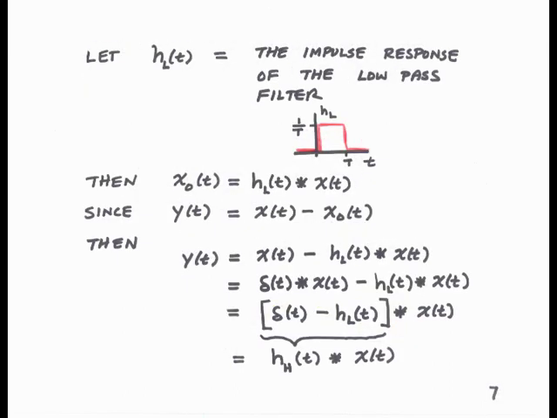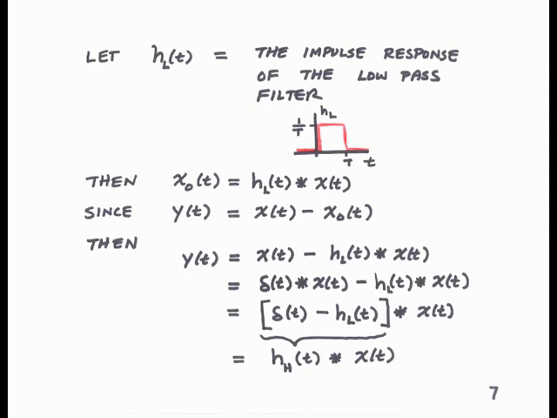Now this idea will work with any low-pass filter. From any low-pass filter, we can develop a high-pass filter in this fashion. Let's suppose we use the low-pass filter that we studied earlier in this lecture. That is, a pulse of width capital T and height 1 over T. We'll refer to the impulse response of this low-pass filter as h sub l. Now, we know that the low-pass filtered signal, x0, is going to be the convolution of h sub l with its input, x of t.